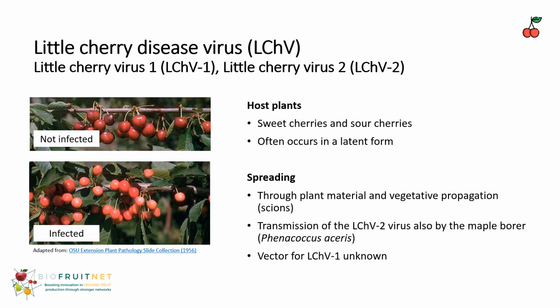The little cherry disease is caused by two viruses, the little cherry virus 1 and 2, and it affects sweet and sour cherries. The disease often occurs in latent form, meaning without symptoms, and is spread by plant material. The little cherry virus 2 can also be spread by a pest called the maple borer. For the little cherry virus 1, no vector is currently known.